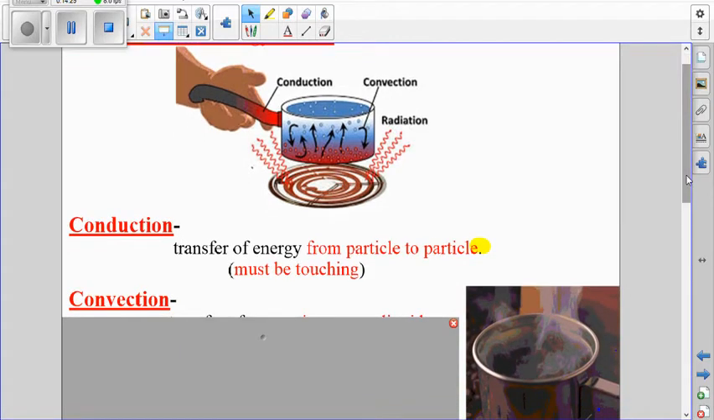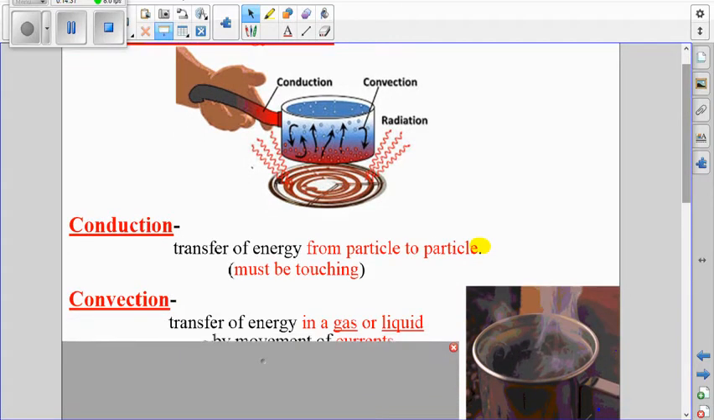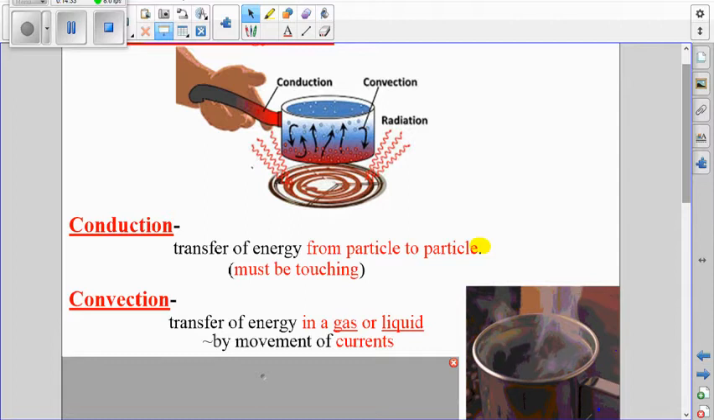Then we got convection. That's a transfer of energy in a gas or a liquid. So you need some movement of currents. So in this little pot up here, convection, okay, so you have hot water at the bottom. You got cool water at the top. Okay, so thermal energy can be going up towards the top of the pot, through the water, and that would be an example of convection.